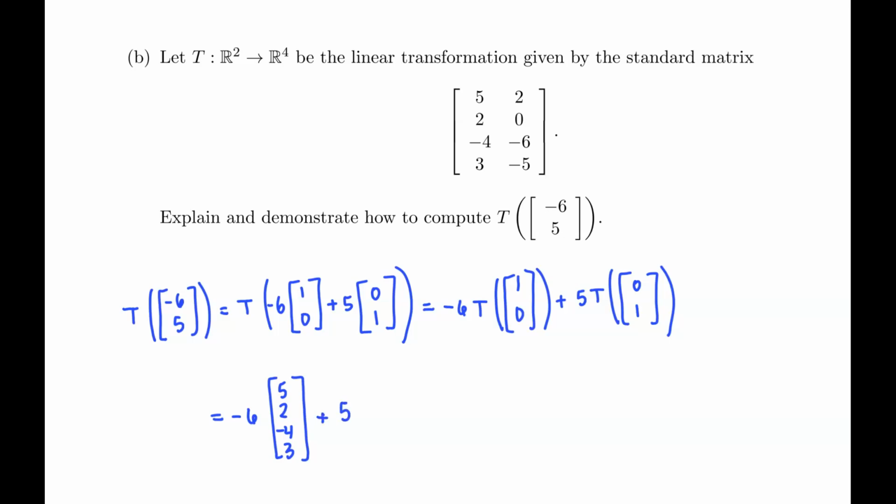Now, what was happening in a lot of students' work is you wrote 5 times T of, and you still had the T there, but T wouldn't even know what to do with a 4D vector, with something out of R4. So we've already done T the moment we use those columns of the matrix, and we're able to just jump straight to here.